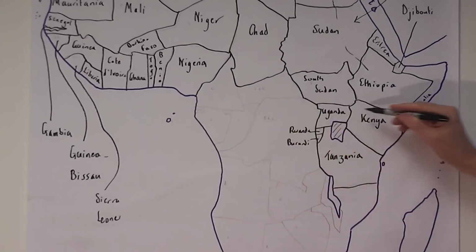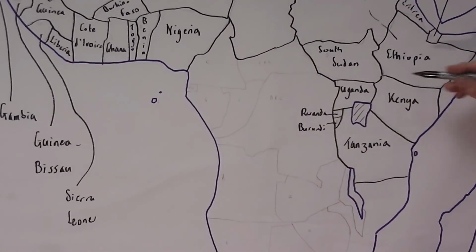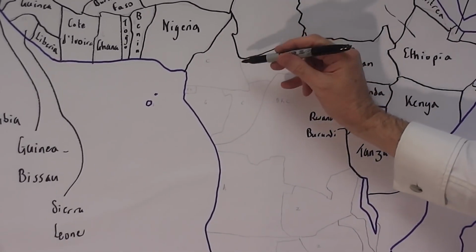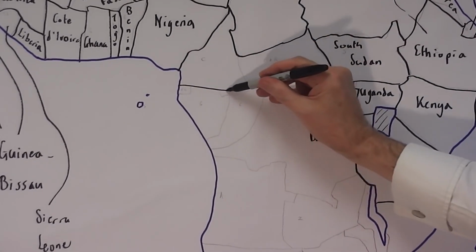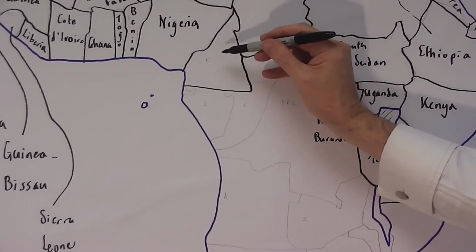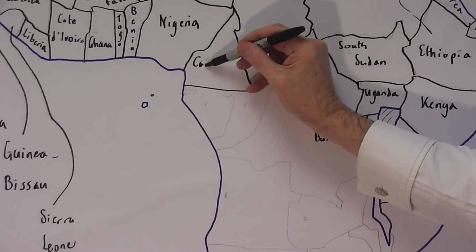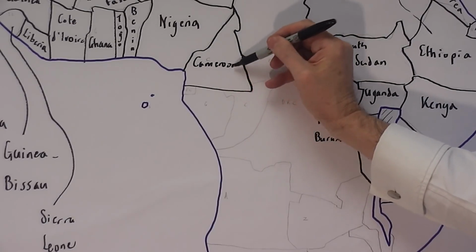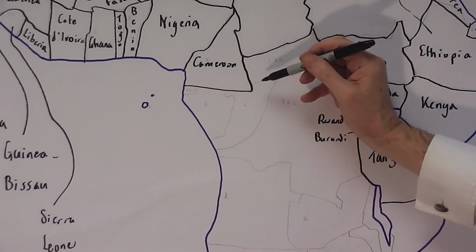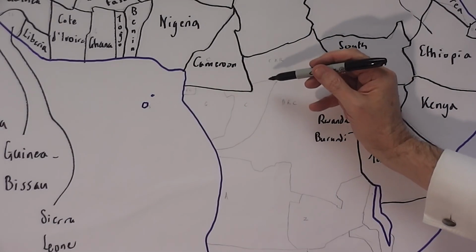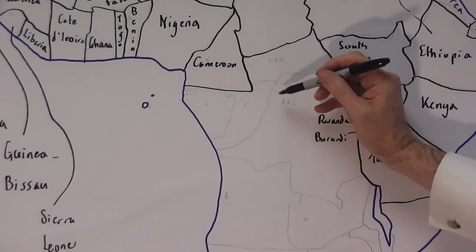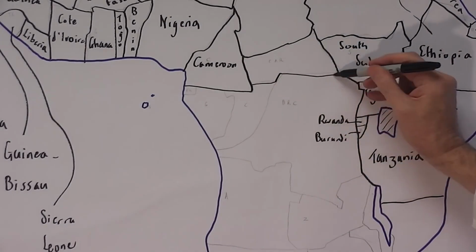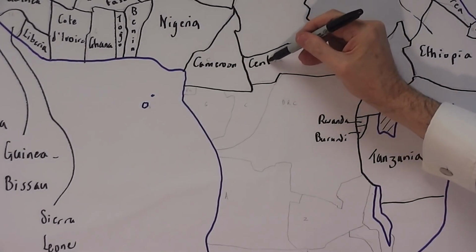The equator comes through this part of Africa. So these are places which are hot and wet all year round. And we start here with Cameroon. Cameroon, which is famous for its national football team. And then next to Cameroon, the Central African Republic.